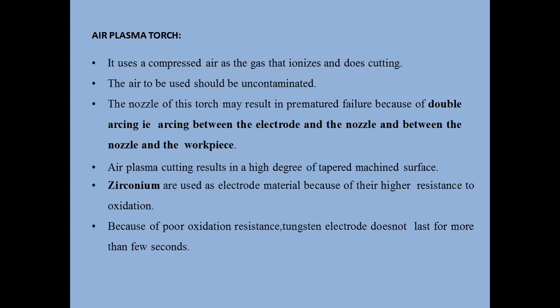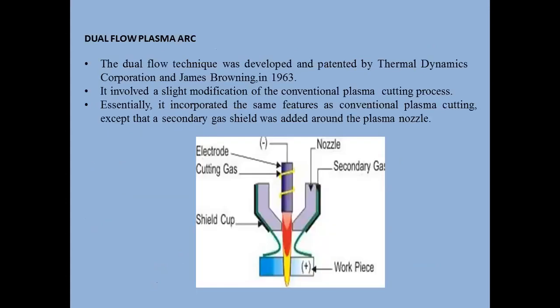Now, in the next class we will see the different types: air plasma torch, dual flow plasma arc torch. See here the construction: this is the nozzle, this is the electrode. The construction is the same, but there is a small difference between each one. See, secondary gas, cutting gas. Here dual gas is applied, that's why it is called dual flow plasma. The workpiece, the arc transfer and the shield cup are all common.